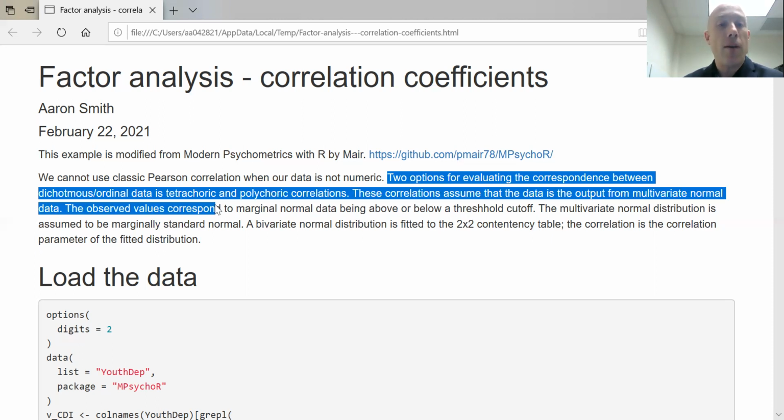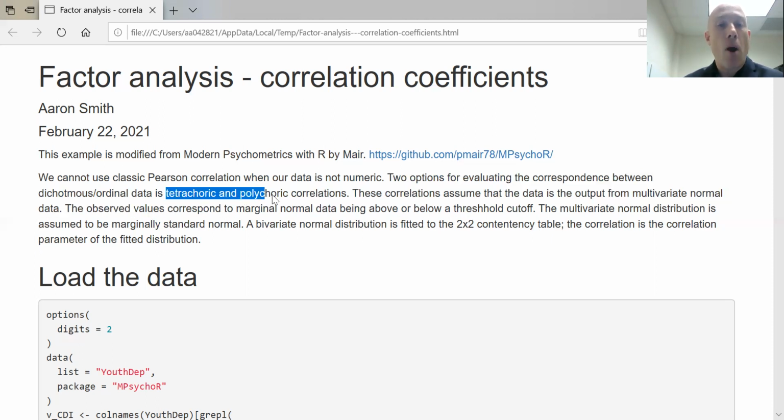All right, so two options for evaluating the correspondence between variables that are dichotomous or ordinal are tetrachoric and polychoric correlations. These correlations assume that the data are actually the output from a multivariate normal distribution. This is kind of a big concept: under the hood, something that I can't actually see, there is a multivariate population that is driving what I actually see.